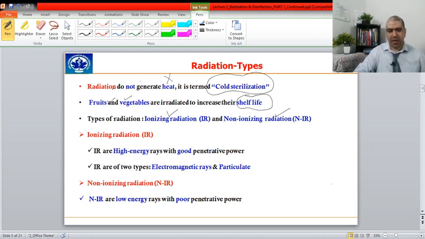You should understand what ionizing means: to make something into ions. Ionizing radiations are high energy radiations and they have good penetrating power. They are further divided into two types: electromagnetic ionizing radiations and particulate ionizing radiations. Non-ionizing radiations are low energy rays and they have poor penetrative power. So ionizing radiations can provide us better sterility.